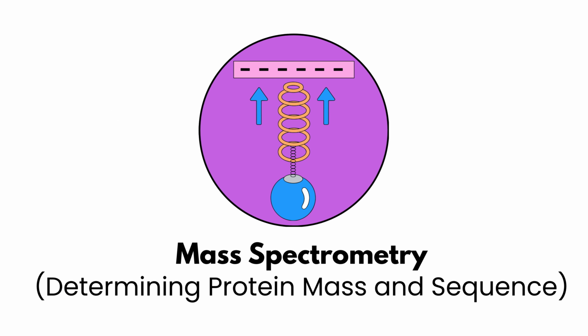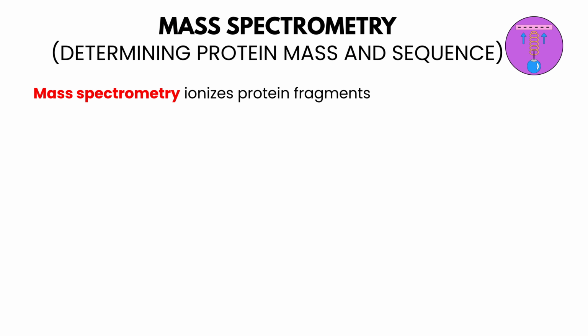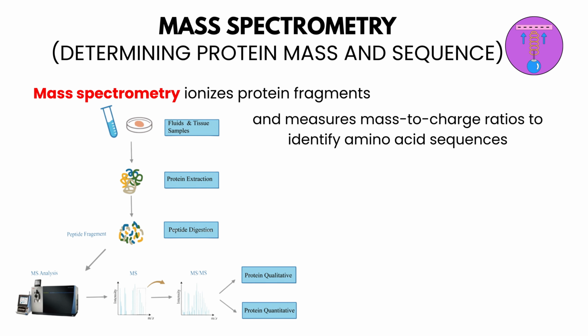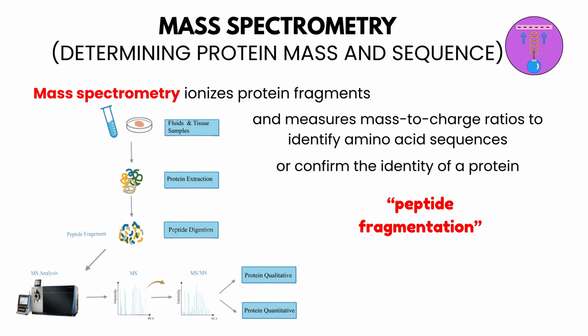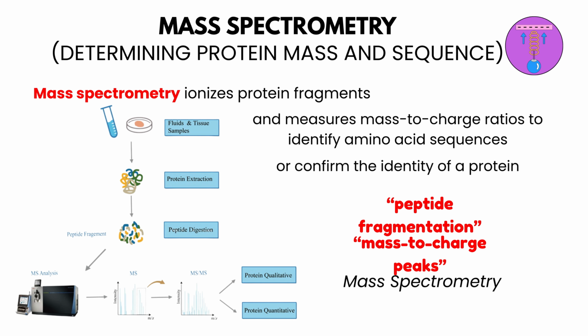Mass spectrometry, determining protein mass and sequence. Mass spectrometry ionizes protein fragments and measures mass-to-charge ratios to identify amino acid sequences or confirm the identity of a protein. If a passage mentions peptide fragmentation or mass-to-charge peaks, it's pointing to mass spec.